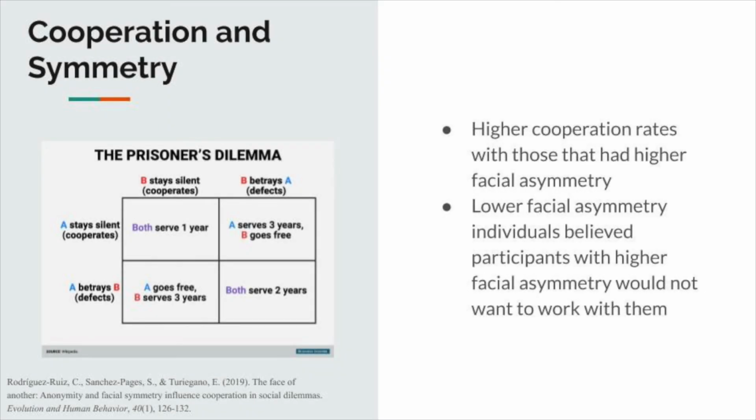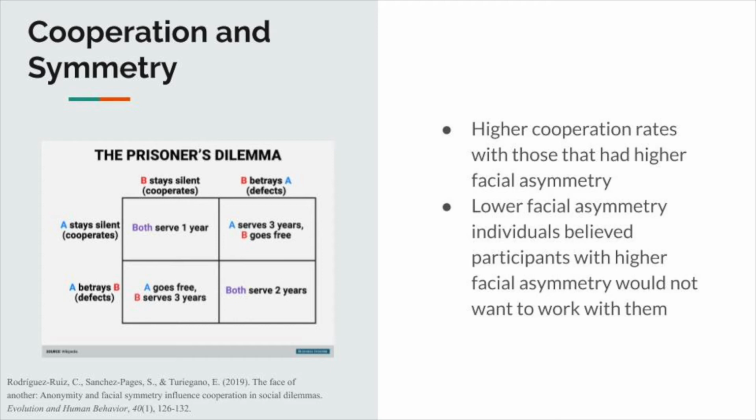Besides attractiveness, it is also possible that behaviors not exactly relating to mate choice may also provide evidence for facial symmetry being adaptive, and cooperation may be one of these. For example, Rodriguez Ruiz et al. performed a study where a group of participants played a social dilemma game similar to the prisoner's dilemma.